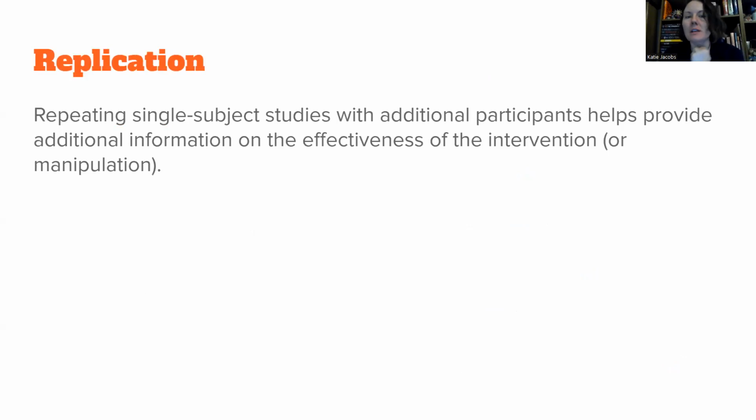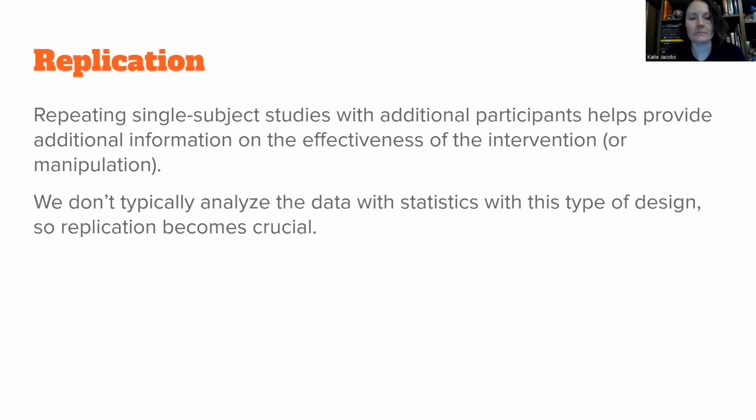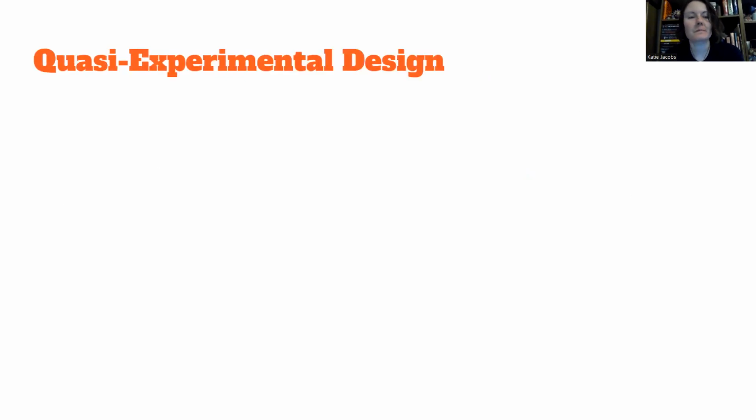Replication. Repeating single subject studies with additional participants provides additional information on the effectiveness of the intervention or manipulation. And we really can't even say that an intervention is effective unless we've done a true experimental design. Again, we don't typically analyze data with statistics with this type of design, so replication becomes crucial.